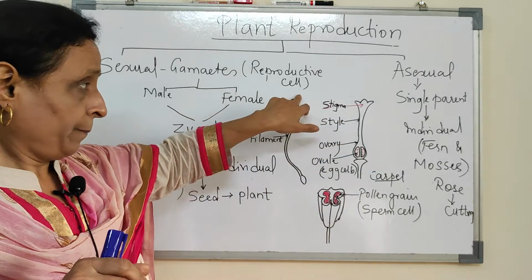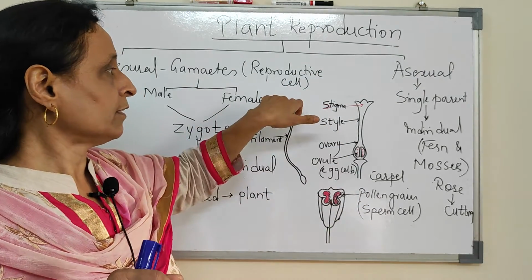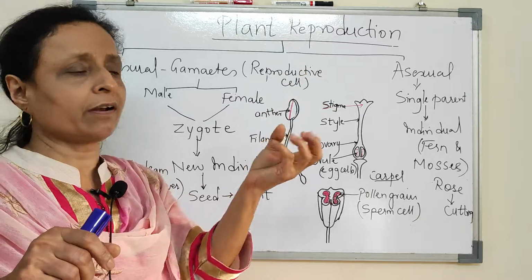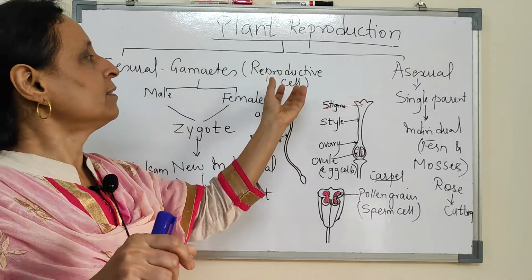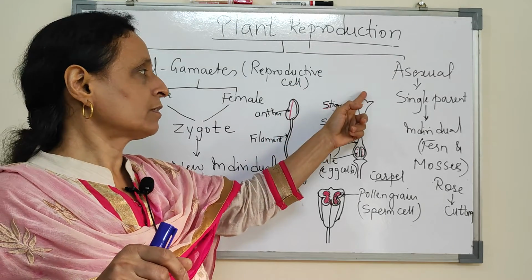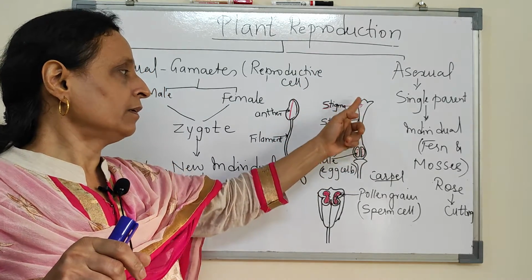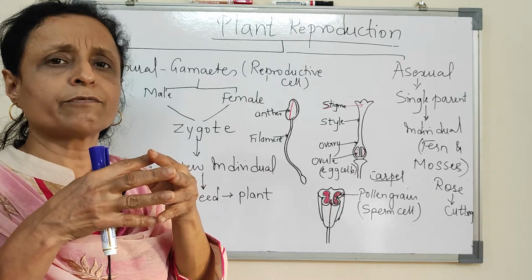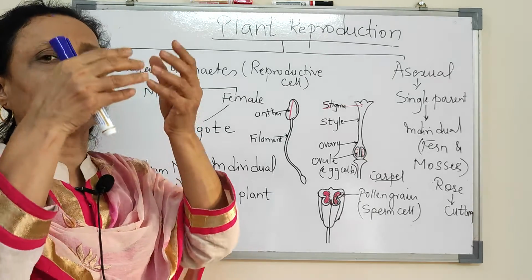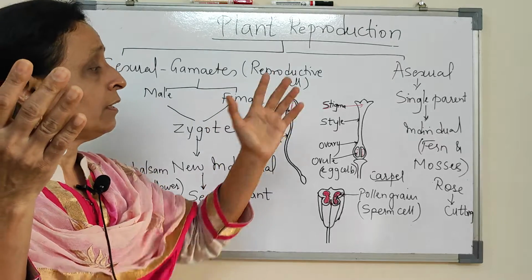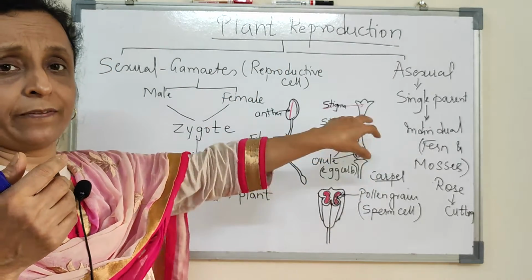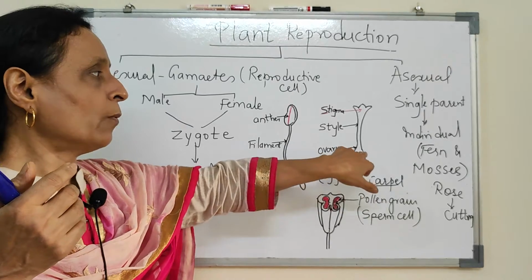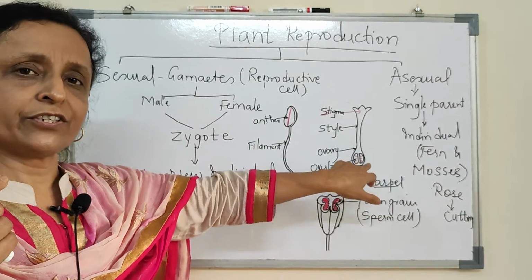So the sperm cells are in the pollen grains, present in the pollen sacs. When mature, they will burst, and the pollen grains will come out. They have to reach the stigma. From the stigma, the sperm will come down and fertilize, and form a zygote. After fertilization, what is formed is a zygote. The zygote will give rise to the new individual. So now this fertilization will take place as the cell enters. Now I'll be teaching how the fertilization actually takes place.